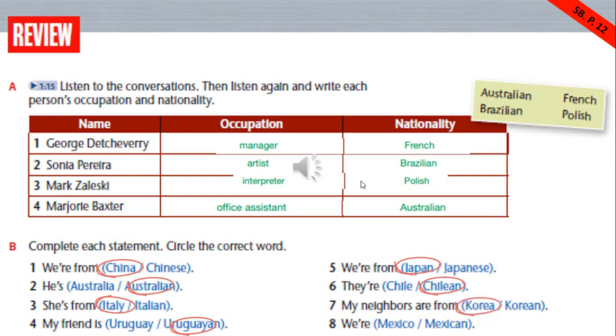Very good. Yes, very good. Be careful when you read these sentences and try to pick up the correct answer.